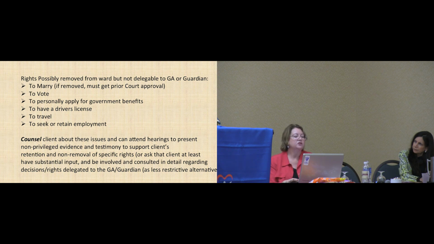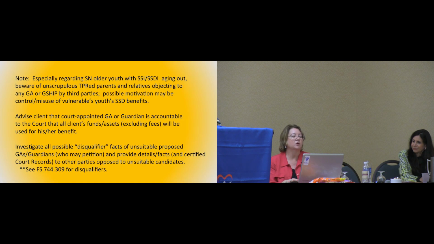So anyway, coordinate with your child or young adult about these issues and about attending the hearing and dealing with their appointed attorney in that separate proceeding. And plan to present any non-privileged evidence and testimony to support your client's retention or non-removal of specific rights. Or at least ask for the judge or magistrate to include language that they should at least have substantial input and be involved and consulted in detail regarding the decisions closely with their guardian. Just explain to them as well that this person will be accountable to the court to make sure none of their funds or assets are mismanaged.